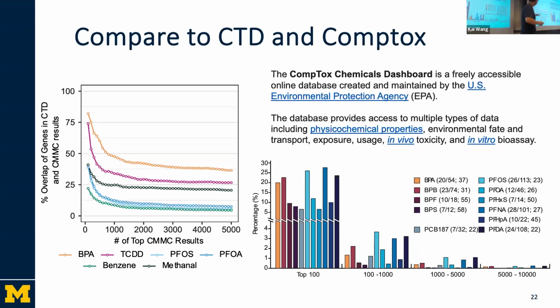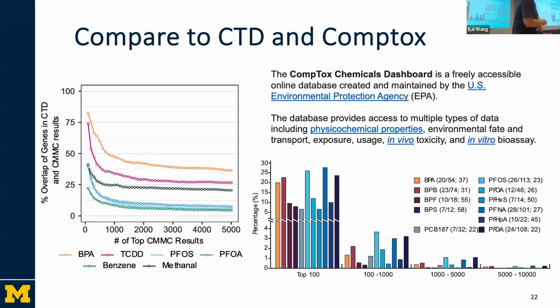For BPA, which is a very well-studied chemical, we found 83, I think, genes in our top 100 genes that are also in the top 100 genes of BPA in the CTD data. Which means our algorithm can predict the target genes of those chemicals.